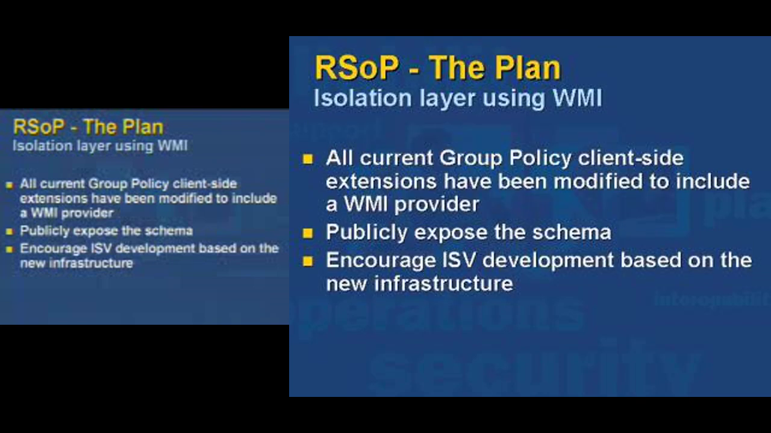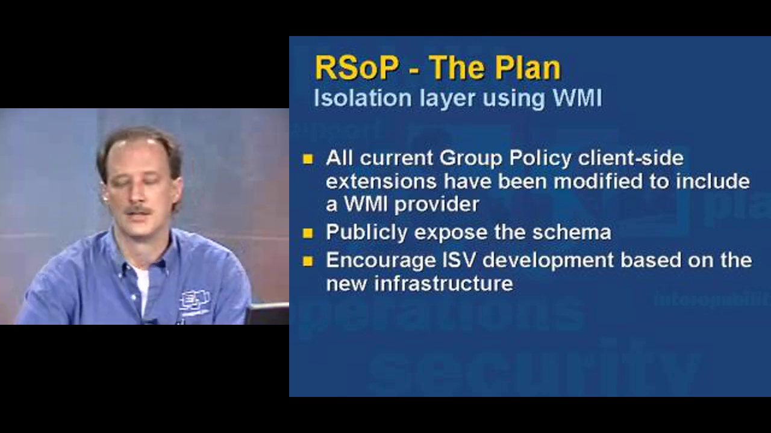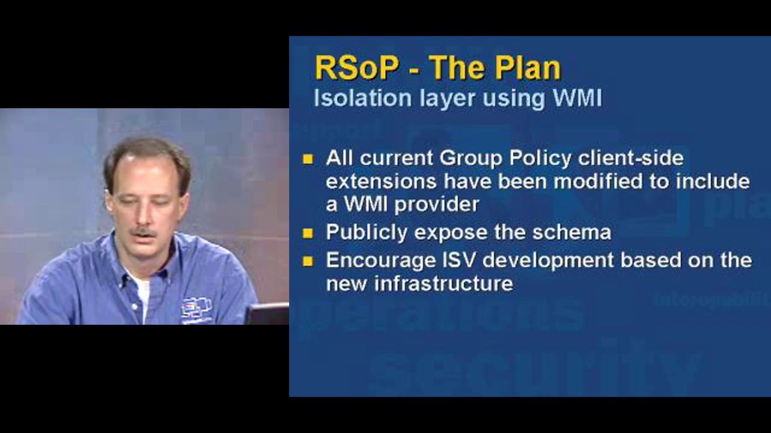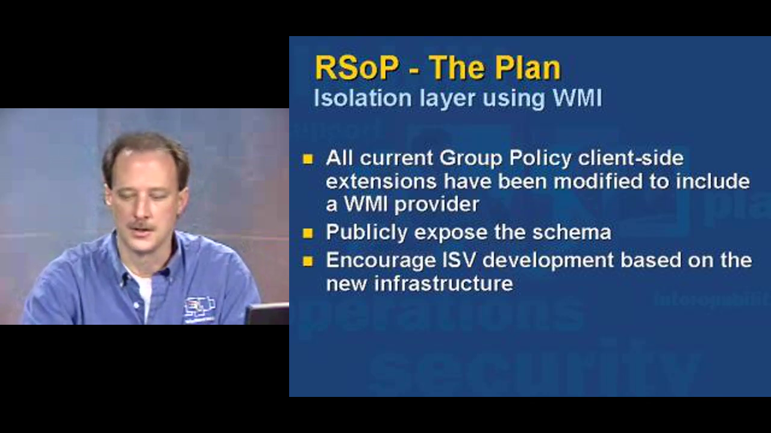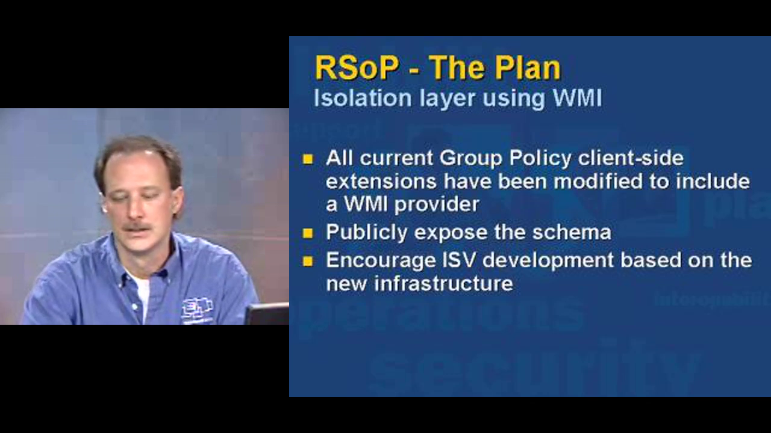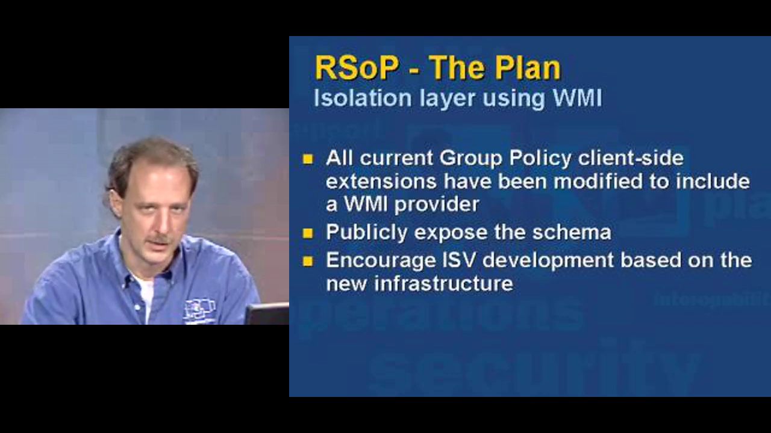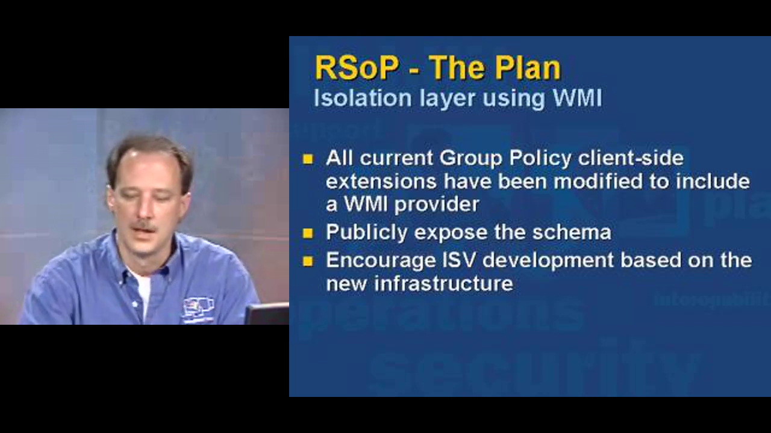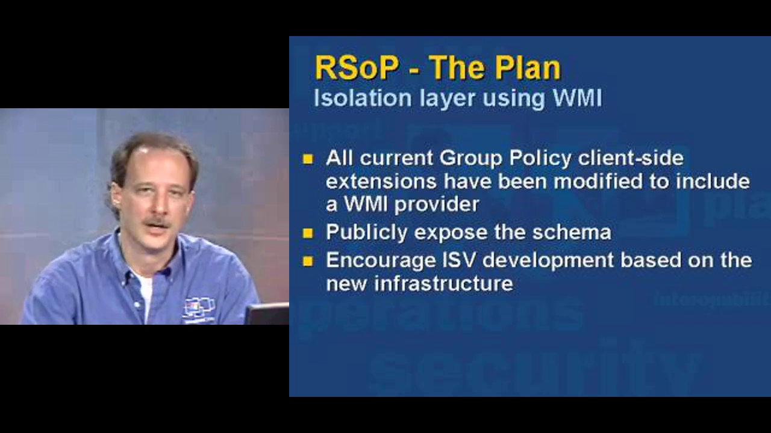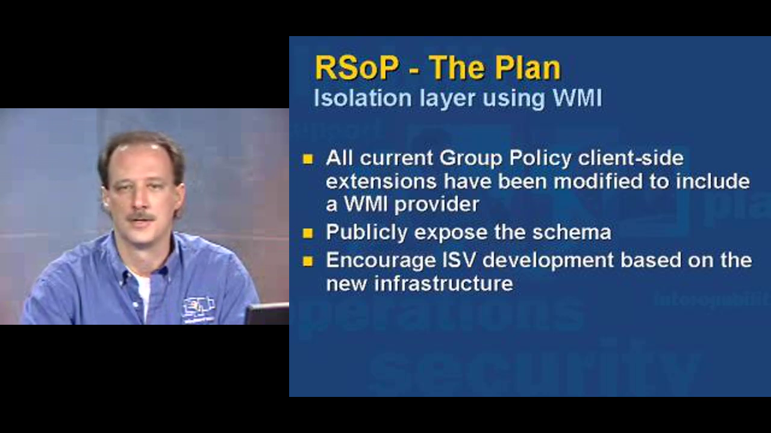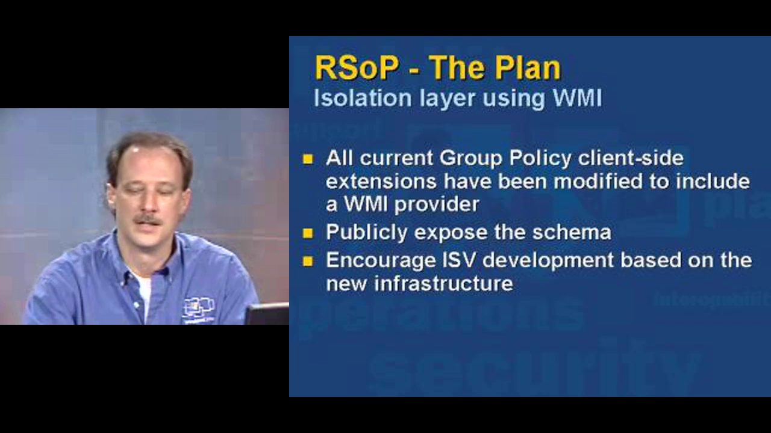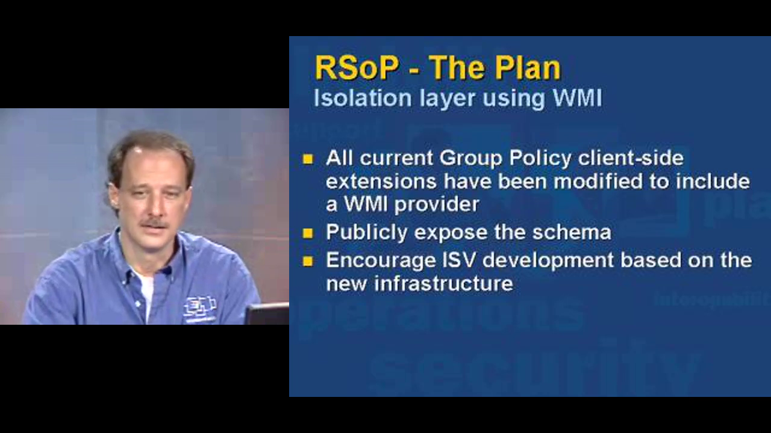So now that I've told you how bad the current tools are in the current situation, here's the plan. Using WMI, we're going to create an isolation layer. All group policy client-side extensions have already been modified, and you'll see it in the first releases that you get your hands on, to include a WMI provider. We will publicly expose the schema where this data is stored, and we're encouraging ISV development. I already mentioned that we had a preview with ISVs last fall and talked to them about our plans on this infrastructure, and I can tell you that all of them were very excited about the possibilities of being able to utilize this infrastructure for building tools around it and for you.